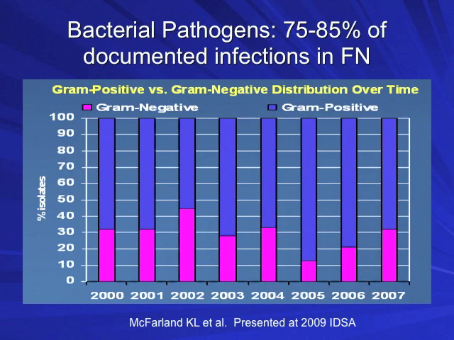We're seeing more gram-negative because of more resistant E. coli, Klebsiella pneumoniae, and so forth to ciprofloxacin and quinolones. But we're also seeing more gram-positives, and we're seeing more vancomycin-resistant enterococcus.